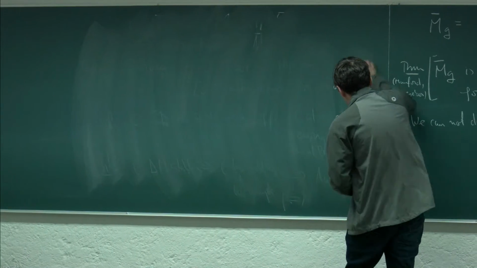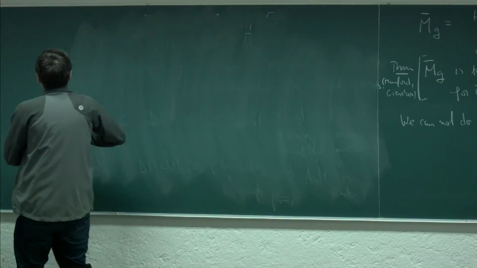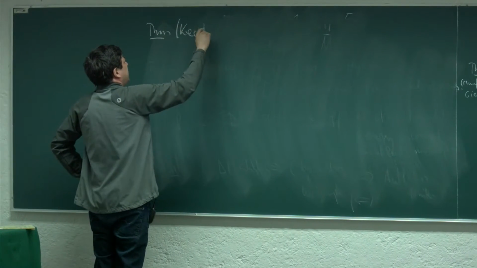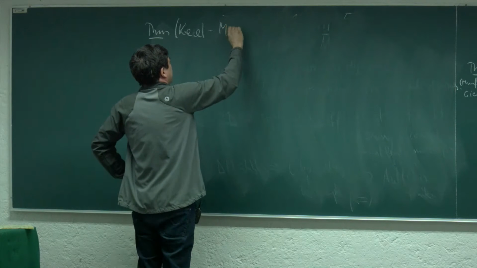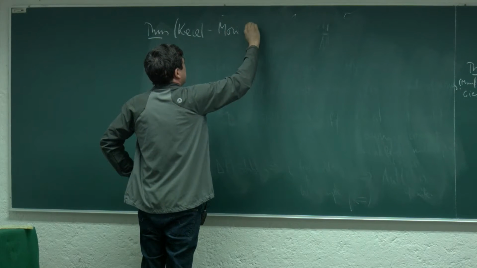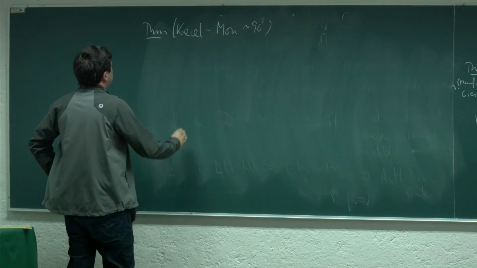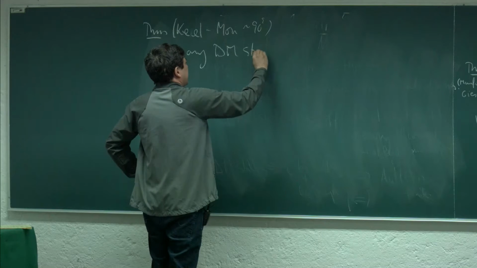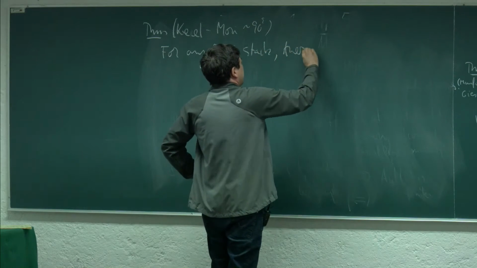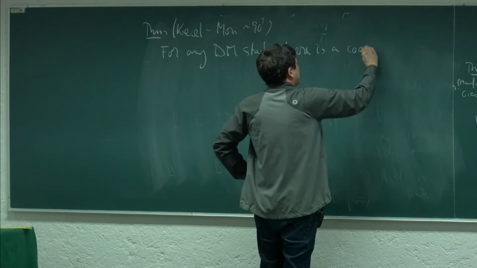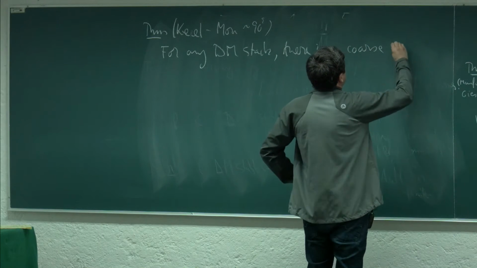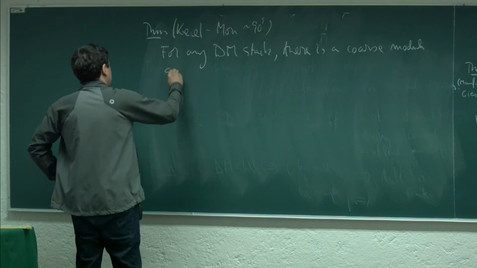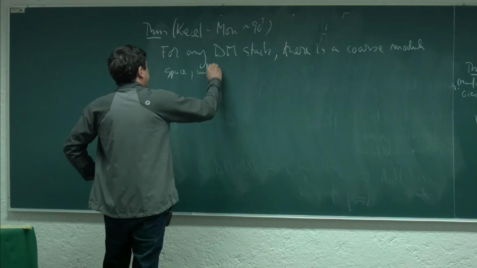So the theorem of Keel and Mori, maybe from the 90s or something, is that for any Deligne-Mumford stack, there is a coarse moduli scheme, moduli space, which is an algebraic space.